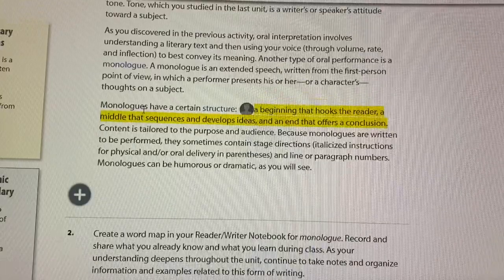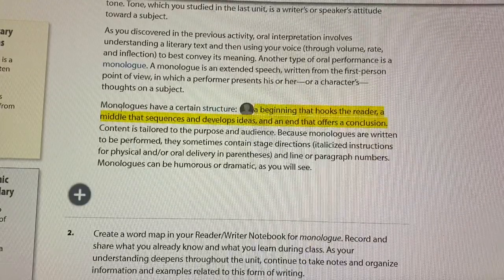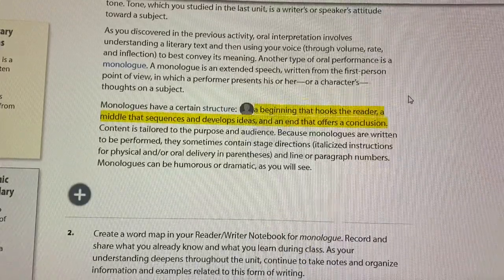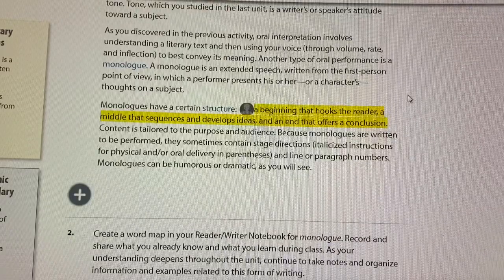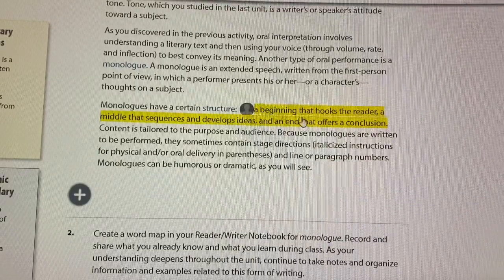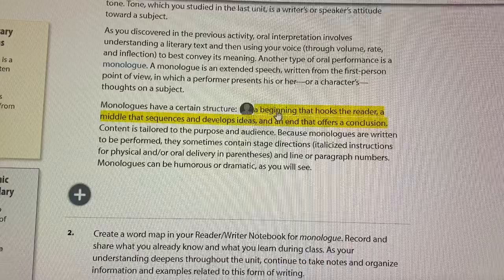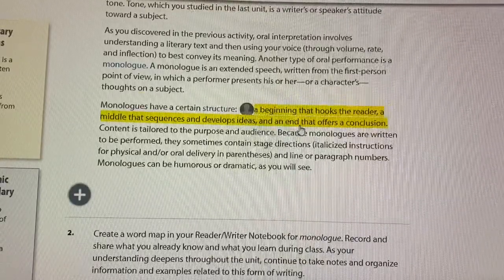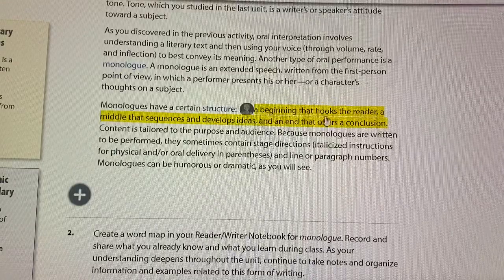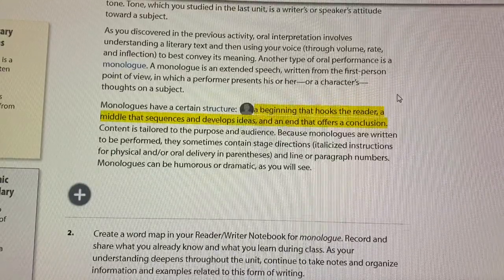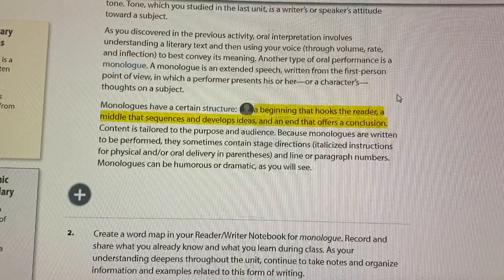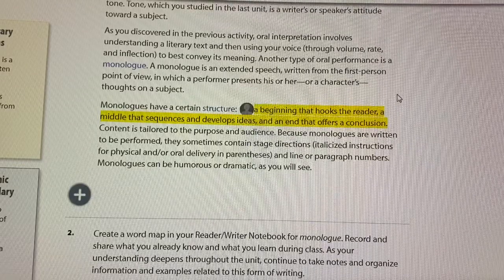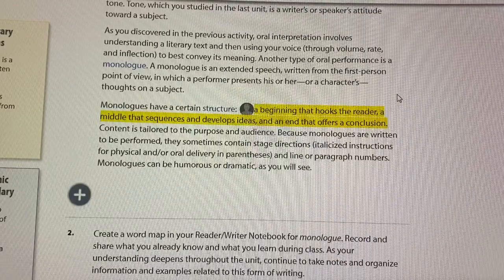the structure, okay? This is how it's laid out for a monologue. Like if you have a graphic organizer and you have your introduction and your body paragraphs, this is how it goes for a monologue. A beginning, a middle, and an end. So it's really simple. But the beginning needs to hook the reader, because remember, you're thinking like you're in front of an audience, you're performing, you're trying to get their attention really, really quickly.